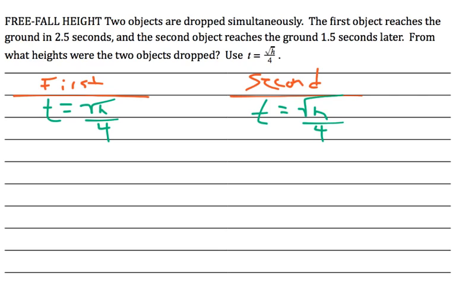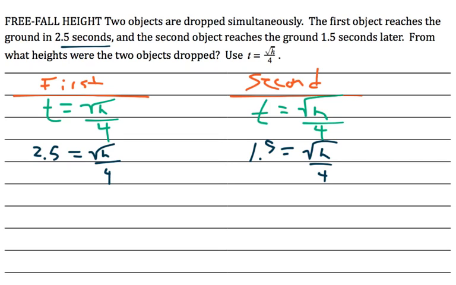plug things in. So the first object reaches the ground in 2.5 seconds. So I'll write 2.5 equals the square root of h over 4. There's nothing really weird going on. There's no addition or anything inside here. There's no addition outside either. So I think this is going to be mostly straightforward. And then 1.5 seconds for the other problem, square root of h over 4.